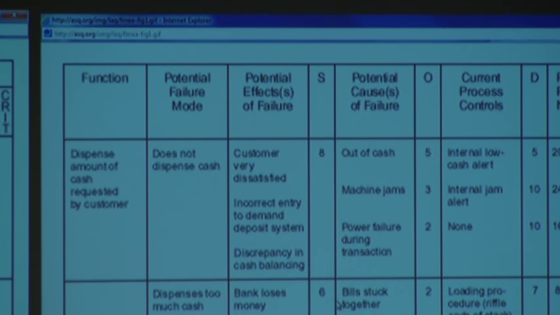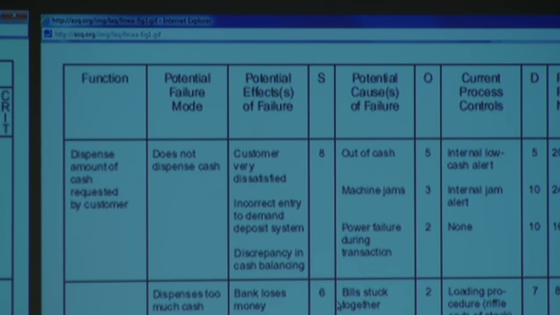Right? And then for each of those potential failure modes, you'll have a list of effects. Right? So you can have more than one failure mode for a given function. You can have more than one effect of that failure for each mode. Okay? Everybody follow that? So we said it's going to dispense the amount of money. First failure mode would be it doesn't dispense the cash. And your effects could be your customers are very dissatisfied, right? I went up and put my card in, typed in my PIN code, said I wanted $50 and nothing came out, right? That's not good.